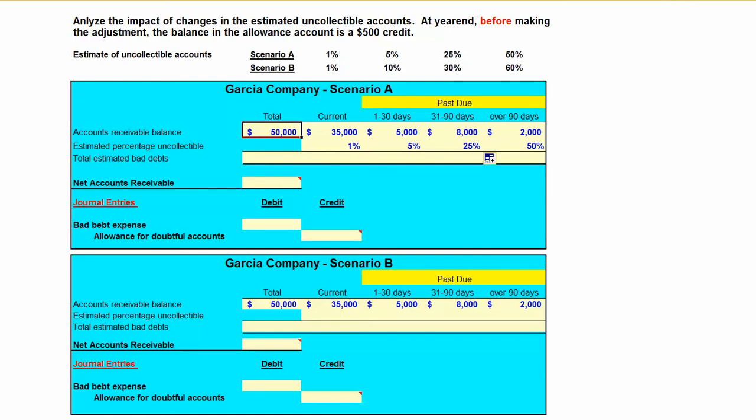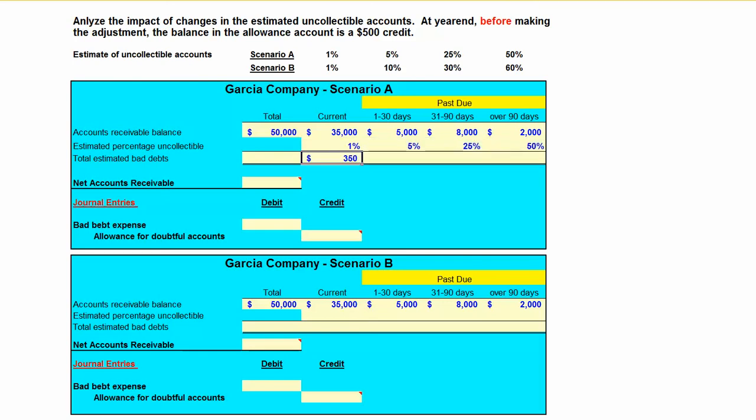We begin with our aging schedule by taking our total accounts receivable balance of $50,000 and breaking it into various buckets or pools relative to how old each of the receivables is. Notice the 35, the 5, the 8, and the 2 adds up to our total 50,000. Next, we multiply the accounts receivable in each one of those brackets or buckets by our estimated uncollectible percentage.